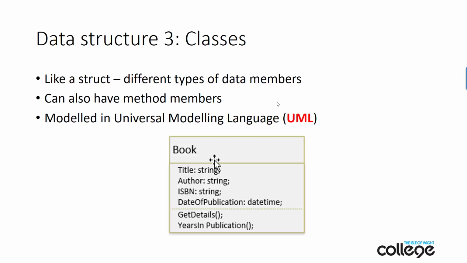In the top box, in box 1, we have the name of the class. In the second part, in box 2, we have the title and define its type, the author, the ISBN, the date of publication, and so forth. And then this is the difference. In the third box, in box 3, we're going to put the method members. And this one has 2 method members, get details and years in publication. So you can see that that's the whole definition of the class.